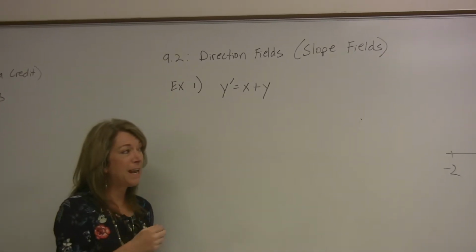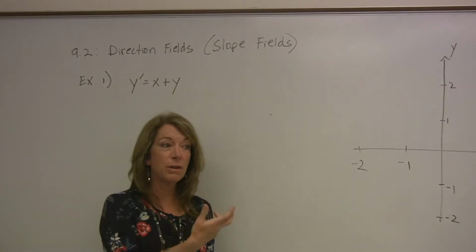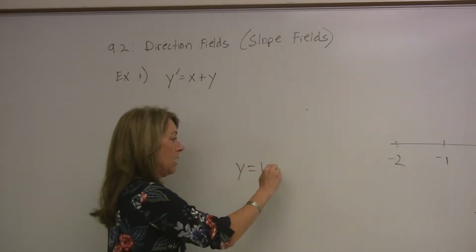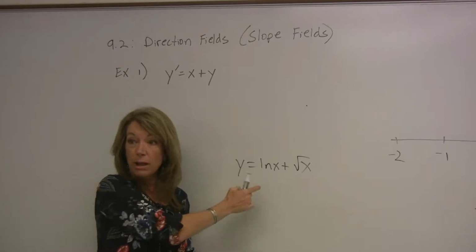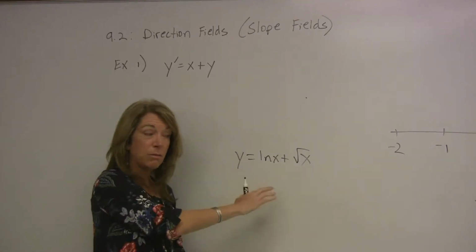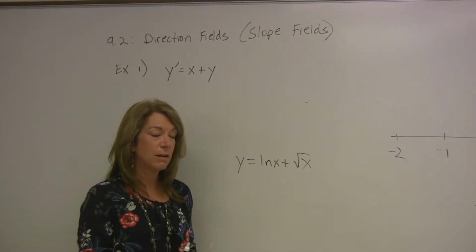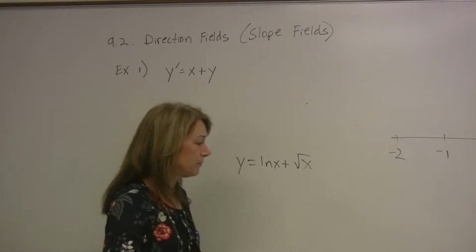What we're doing today is graphically drawing the solutions. We may not know what the function is. For all we know, the function could be ln x plus the square root of x, something like that. We may not know what it's written out to be in terms of symbols, but we'll be able to draw a solution. That's the goal of slope fields and direction fields. And then next time we'll actually learn how to solve them.